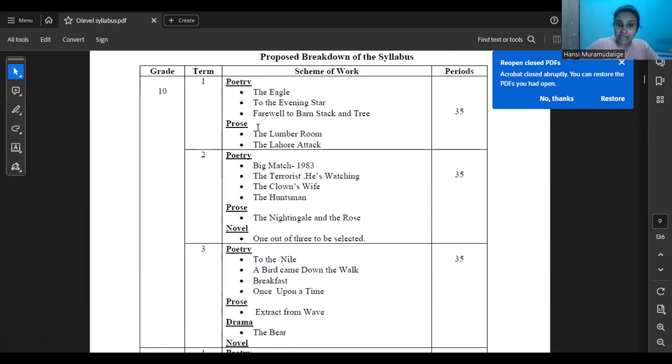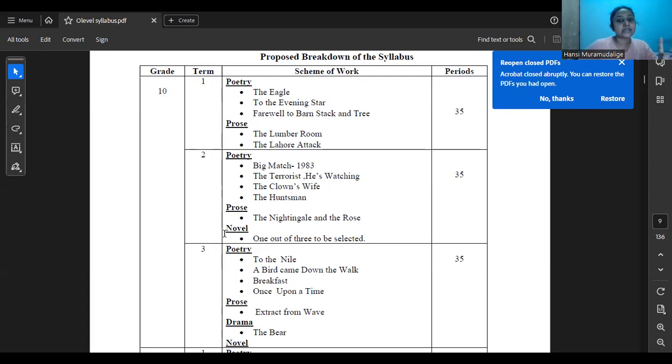You have 3 poems and 2 prose passages there. Prose section එකෙන් පාඩම් 2යි. Poems 3කුයි කරන්න තියෙනවා first term එක. Okay? And here it's given like 35 periods. In school, you're going to do it in 35 periods. And for the second term, okay, 4 poems, 1 prose, 1 short story is there.